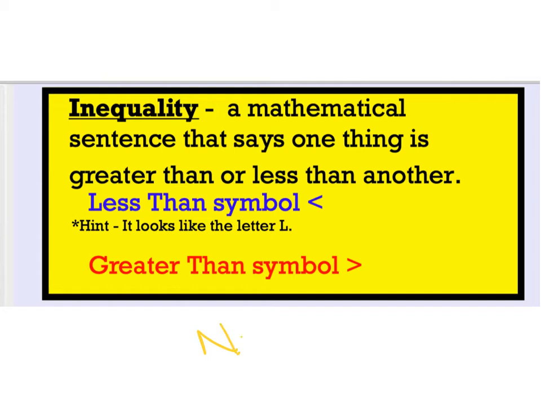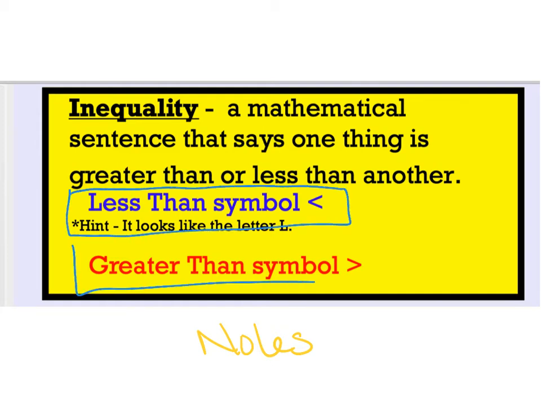In our notes, you're going to put all this in there. We're going to do inequalities, a mathematical sentence that says one thing is greater than or less than another. And you have to know these symbols. This one is less than. This one is greater than. You're not going to tell me which way it's open. You're going to use less than and greater than. So if you need to pause the video to finish writing this down, please do so.